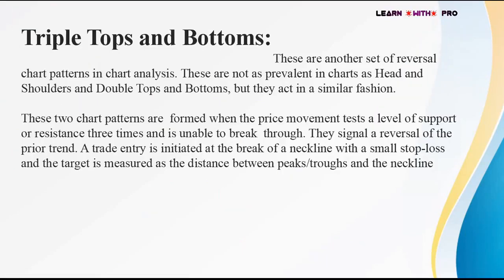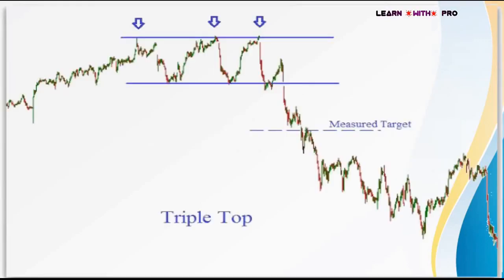Now moving on to triple top and bottom. Triple top and bottom is also the same thing as double top and double bottom, almost the same thing. Let me just show you a graphical example of it. You can see, this is the resistance level. Price came to touch here, came down, touched here, came down. Now it touched here again for the third time, and came down.